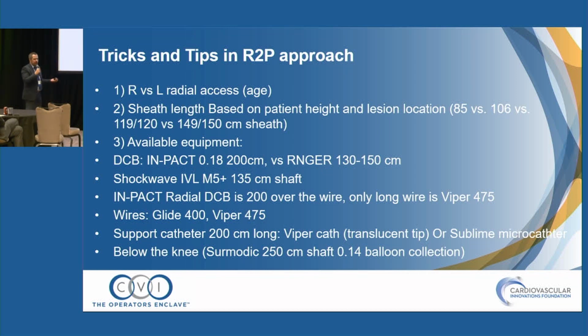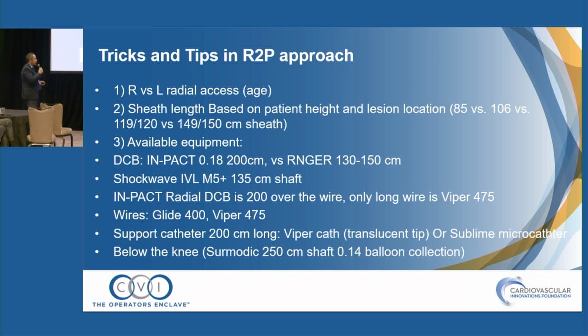For the sheath length, we use 119 or 120 on the majority of patients shorter than 6 feet. Anybody more than 6 feet, we use a longer one. If you're doing an iliac in a patient between 5 and 6 feet, we use a 105. I think we are gaining more and more understanding of which catheter to use on which patient. It depends on the patient height and the location. So I think it's very important to understand what you have in your lab.